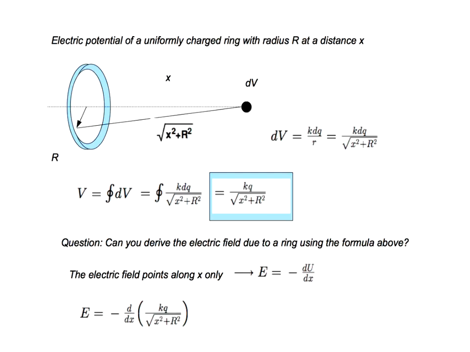The rest, we just need to differentiate the expression that we obtained for the electric potential and calculate what is minus d/dx of kQ over square root of x squared plus r squared. I'll leave it to you to work out the details. I will just write the final result. After the differentiation, everybody should get the following result: k, Q, the total charge of the ring, x, the distance from the center, over x squared plus r squared to the power of 3/2.